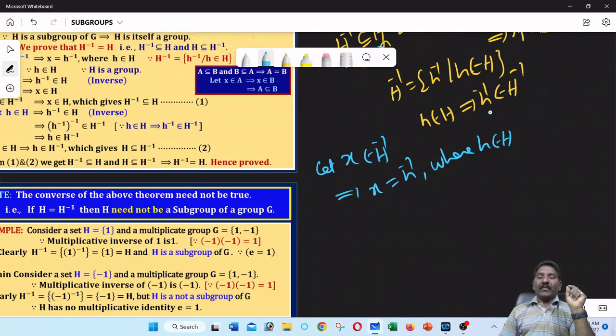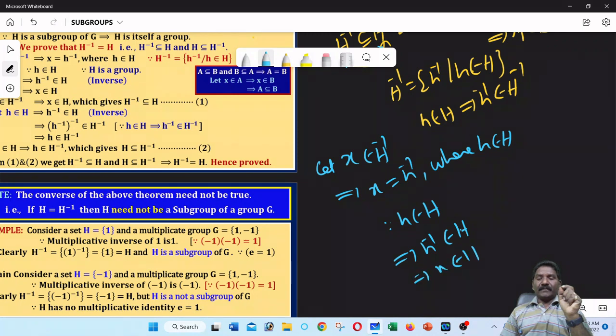Since H is a subgroup, by definition H is itself a group, satisfying the inverse property. Since H belongs to H, this gives H inverse also belongs to H by the inverse property. Every element has a multiplicative inverse. Since H is a group with respect to multiplication, H inverse here is X. This gives X belongs to H.